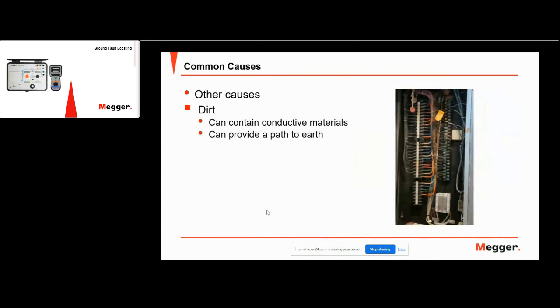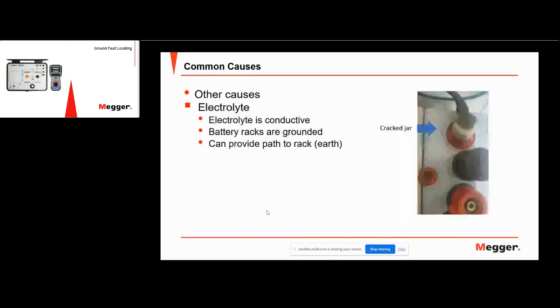Dirt or corrosion can cause faults to earth on connections. We just found one of these yesterday on a system. They traced out a ground fault, and it was actually a lug that had corroded over to earth and created a ground fault. That's another common cause.